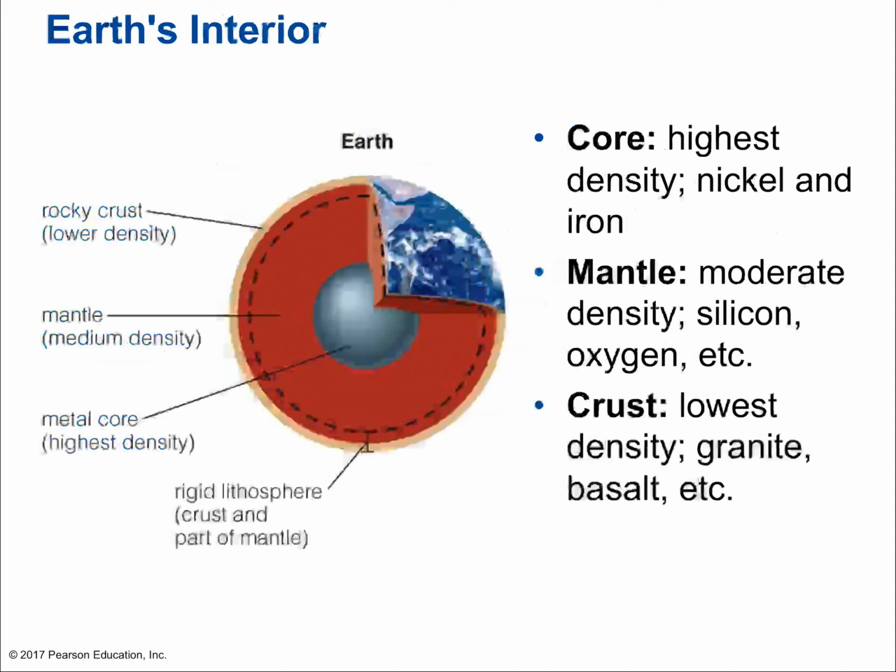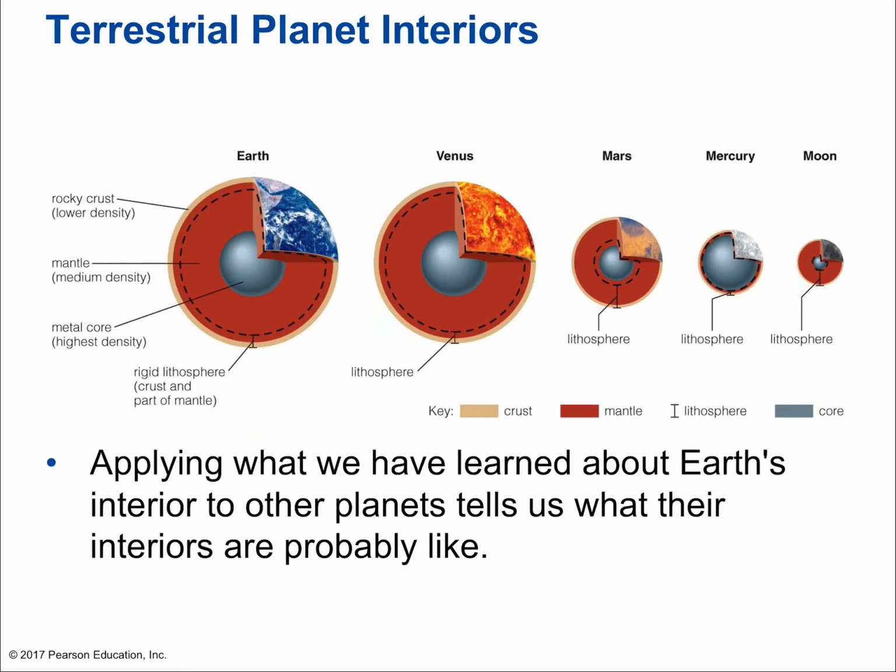This tells us that the core of the planet, starting from the inside out, is very dense, made of nickel and iron. It is essentially solid, superheated, highly pressurized. But the outside of the core is liquid. Past the core is something called the mantle. It is moderate density, has a lot of silicon, oxygen, and other elements. The crust is the lowest density by far. This is the rocky crust, made of granite, basalt, and so on. It floats on top of the mantle.